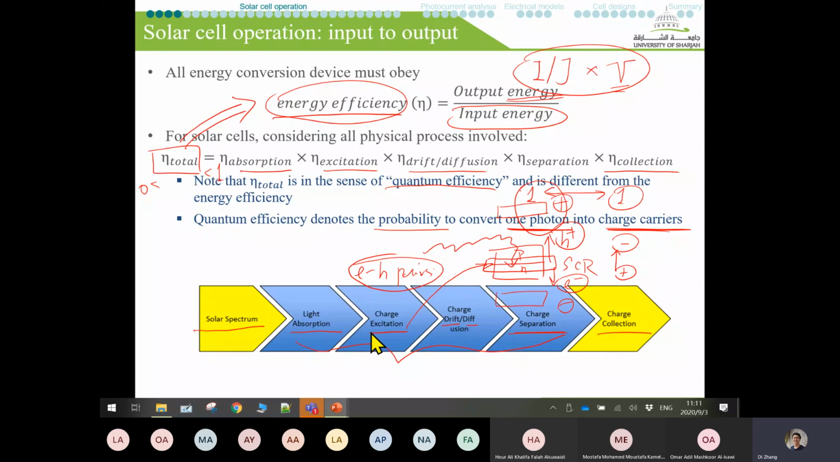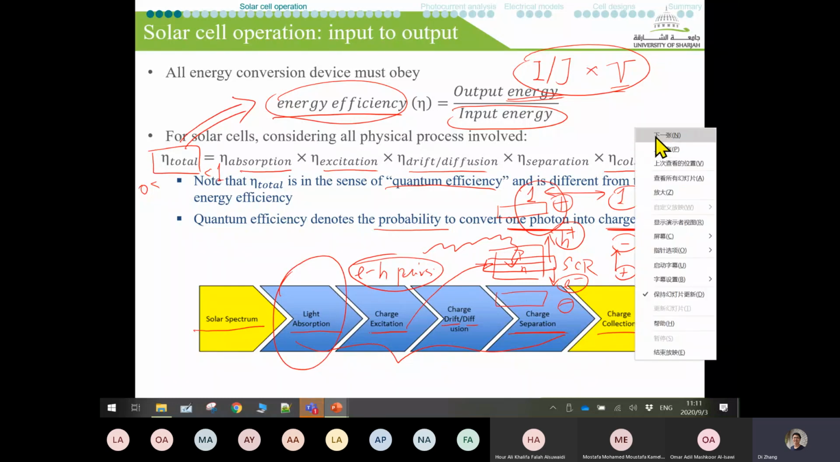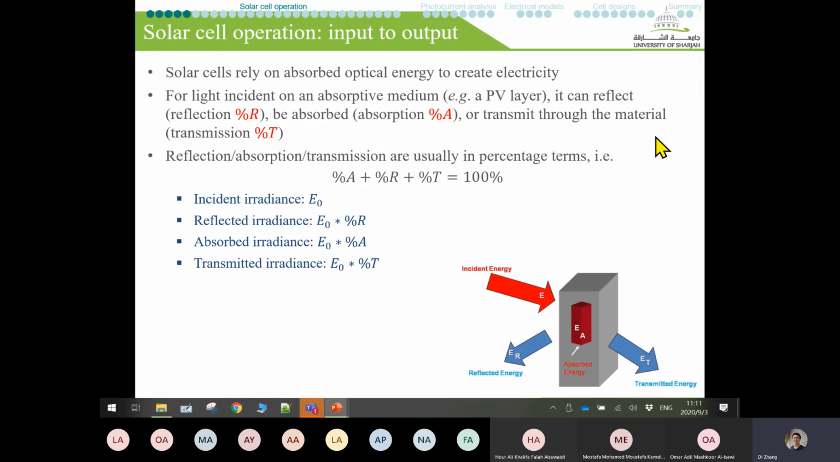But now let us begin on the diagram here. You can see that from the previous diagram, the first interaction that we should look into in the solar cell is the light absorption. So let us look at the light absorption process. Let's focus on the optical process first.